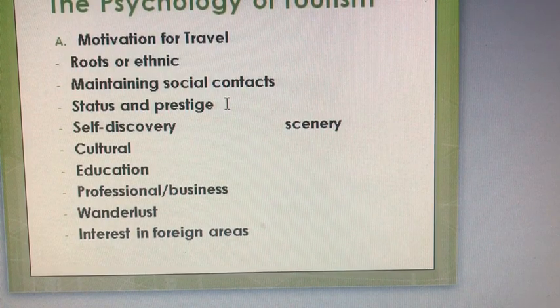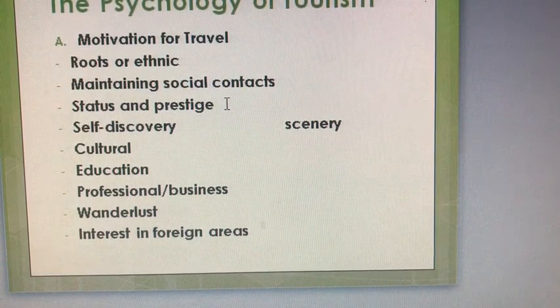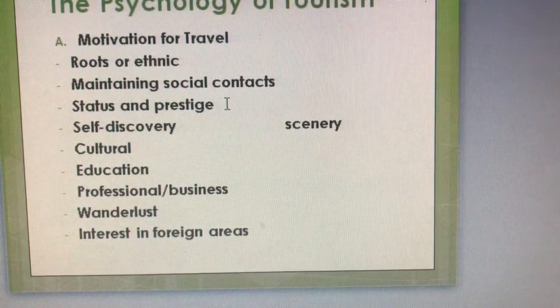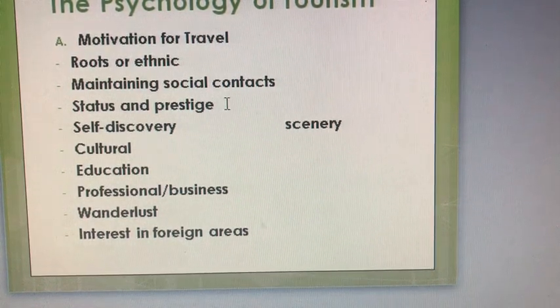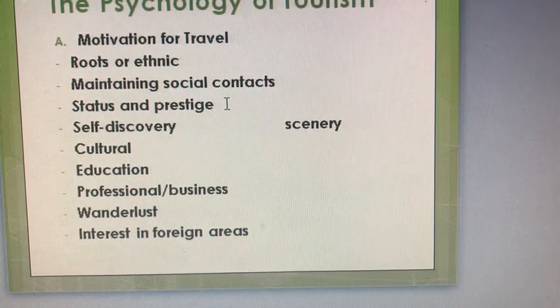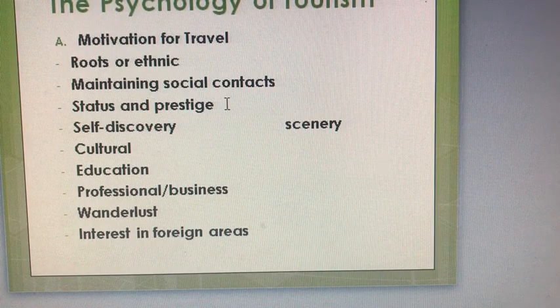Next we have interest in foreign areas. Those who are interested in foreign areas, you want to see European countries like that. For you to be able to do so, you need to travel, of course, di ba? You need to visit really the place for you to be able to experience those places.